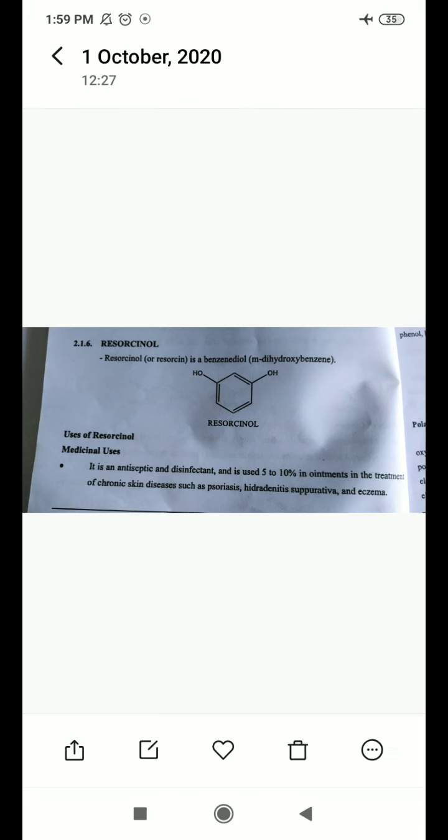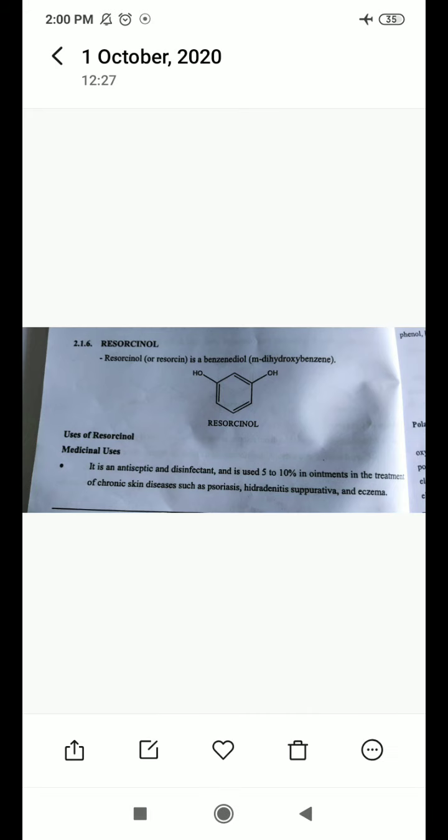two hydroxyl groups at meta positions. In any aromatic compound, for example in the benzene structure, there are positions: two ortho positions, two meta positions, and one para position. So here two hydroxy groups are attached at the meta positions. So we can say this is the benzene diol structure, that is benzene diol or meta-dihydroxybenzene. This is the structure of resorcinol.